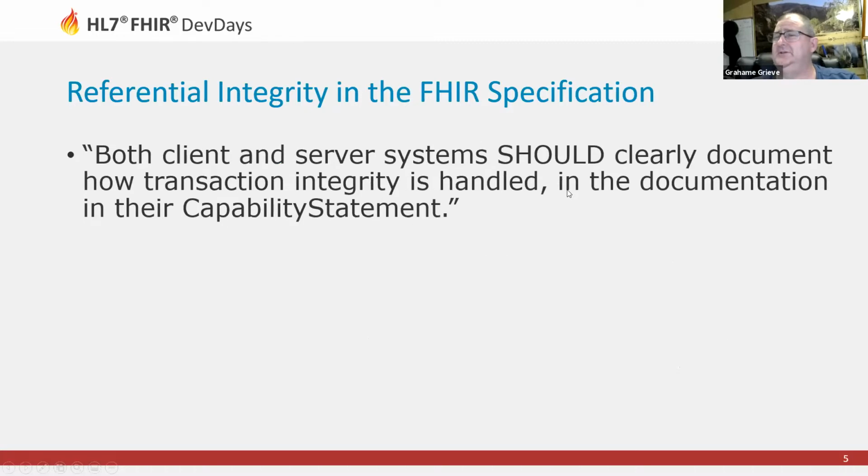We do say something tangential about it on the RESTful page, in that both client and server systems should clearly document how transaction integrity is handled in their capability statement. Implicit in that, but not explicit, is the idea that they should document referential integrity constraints because they are part of transaction integrity. We'll come back to that subject, but FHIR says very little about referential integrity.